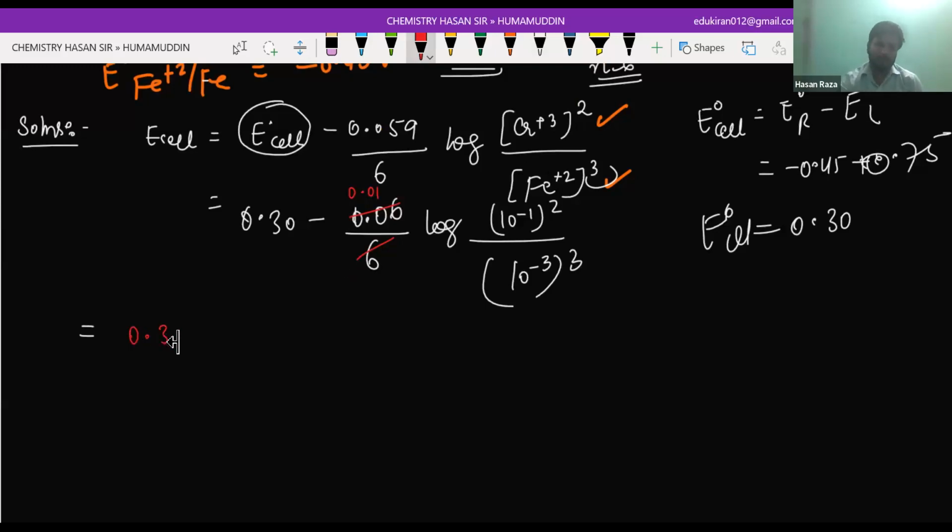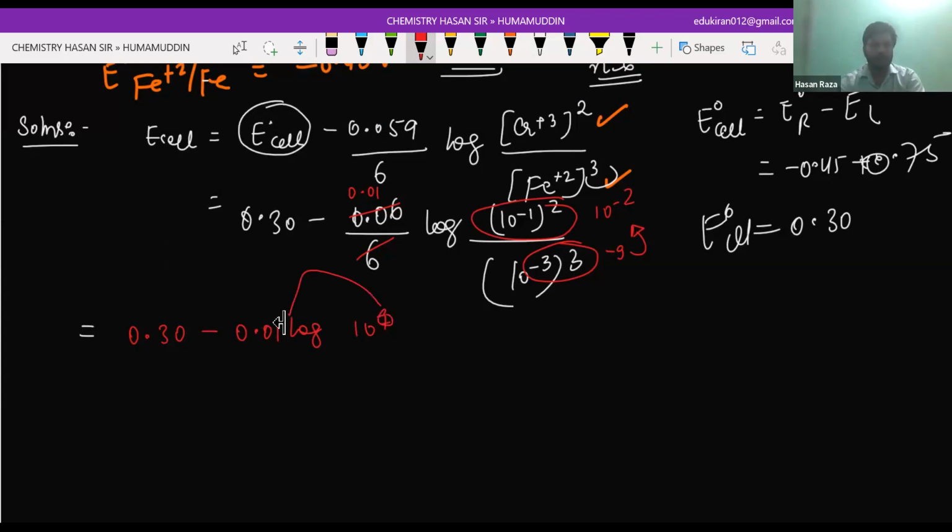Now you can see 0.30 minus 0.01 log of, you can see this will be your 10 raised to the power minus 2. And this will be your 10 raised to the power what? Minus 9. Just wait a minute. Have I taken the wrong value or right value? Yeah, minus 9. When it will go up, it will be positive, right? So I think we will have left 10 raised to the power 7. Yes or no? Yes, sir.